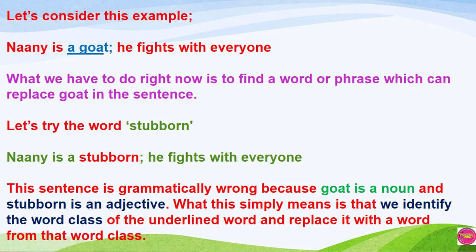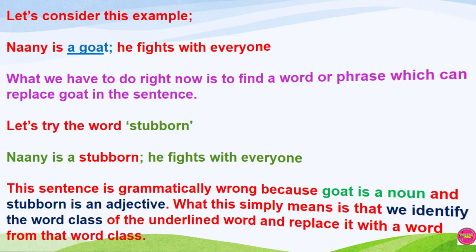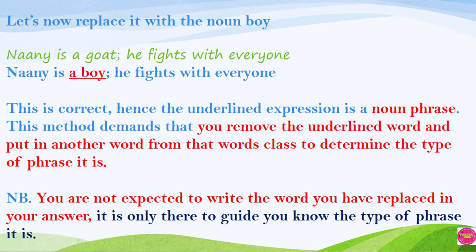Nanny is a stubborn. He fights with everyone. This sentence is grammatically wrong because a goat is a noun and stubborn is an adjective. What this simply means is that we identify the word class of the underlined word and replace it with a word from that word class. Let's now replace it with the noun boy. Nanny is a goat. He fights with everyone. Let's remove the expression a goat and replace it with a boy. Nanny is a boy. He fights with everyone. This is correct. Hence, the underlined expression is a noun phrase.